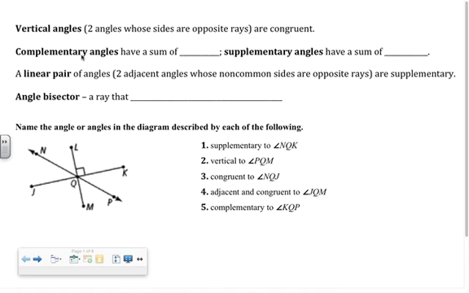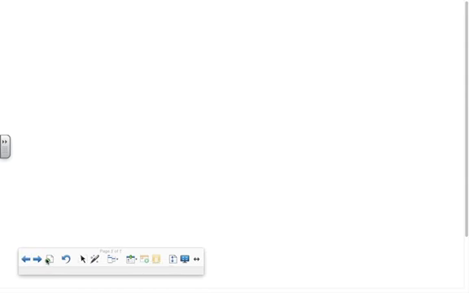On the front where this vocabulary shows up, there's not a lot of room for you to draw a diagram if you need it, but there is room on the back if you want to add a sketch for yourself, if you forgot what vertical angles look like, or what a linear pair of angles looks like. So let me add an extra page up here.